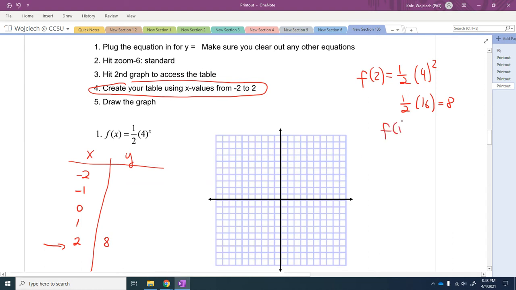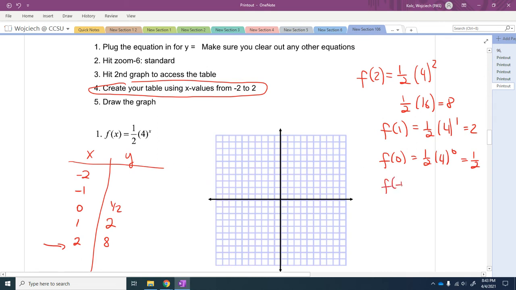What's f of 1? Which will be 1/2 times 4 to the first. Any number to the first power is the same number, so half of 4 is 2. f of 0 will be 1/2 times 4 to the 0. Any number to the 0 power is 1, and half of 1 is 1/2. That's also called your initial value. That's the value of a.